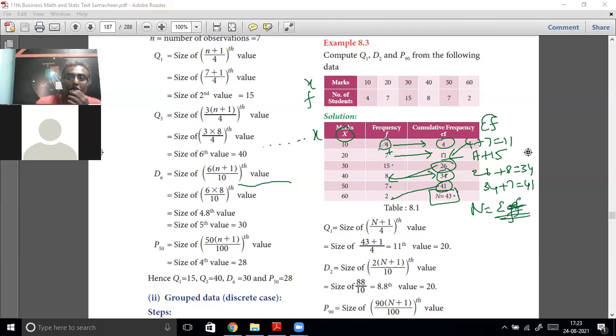Okay. So you have to put this table and calculate. That is the extra step. Once you have done the extra step, everything is the same.